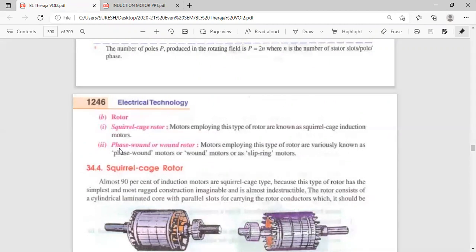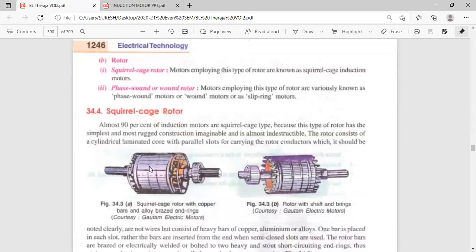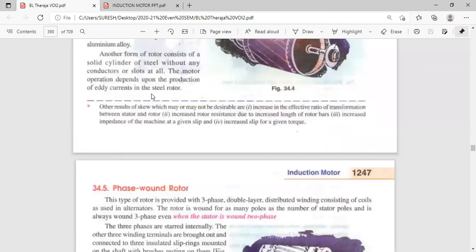Squirrel cage rotor, and the second type is slip ring, also called phase wound or wound rotor. Then what is the difference between squirrel cage rotor and slip ring rotor? In a squirrel cage rotor, the rotor is permanently short circuited at the end. But in a slip ring rotor, we are not short circuiting permanently.